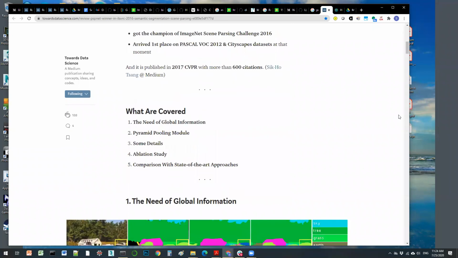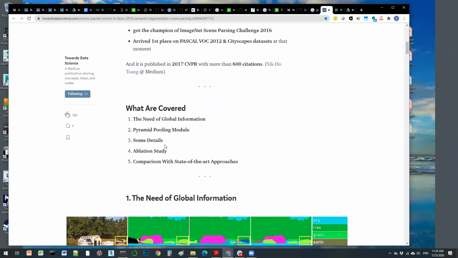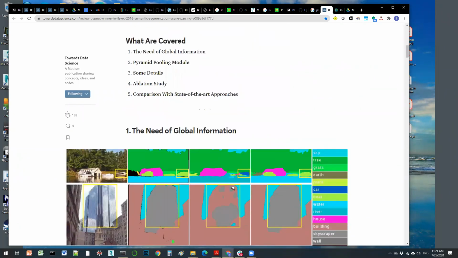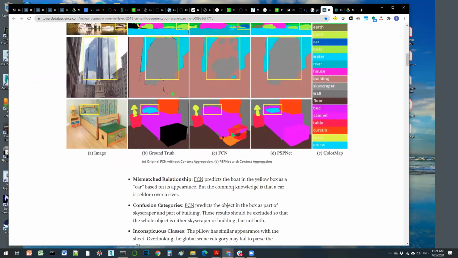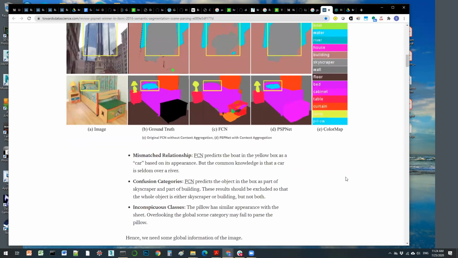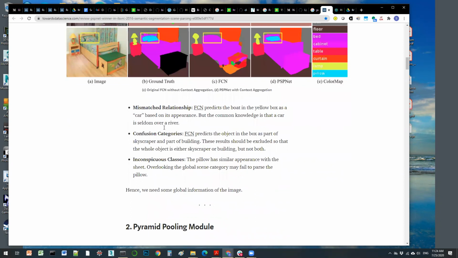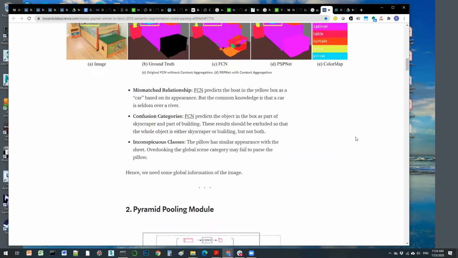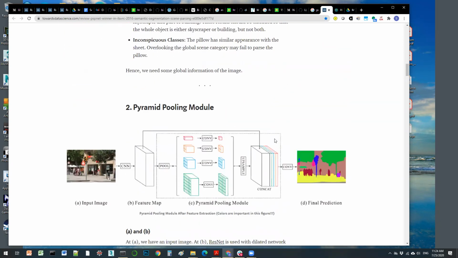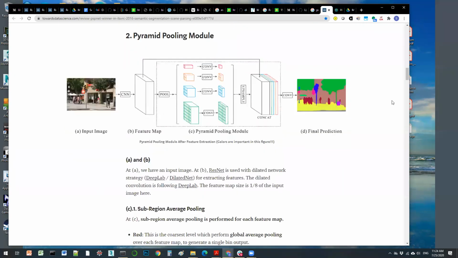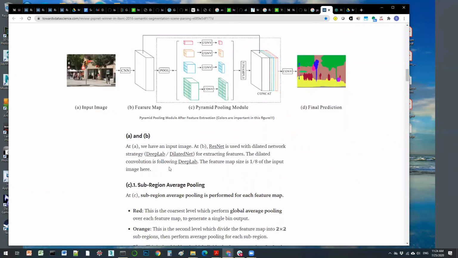And so, need for global information, pyramid pooling, detailed ablation, and so on. So the need, we have already kind of seen that. Joseph, to your point here, he talks about what is an FCN, the fully convolutional network, and what that comparison is, and the issues, if you will, which motivate the PSPNet, the pyramid pooling, right? And this is where he talks about the dilation.